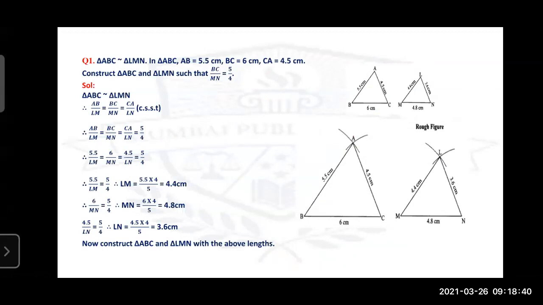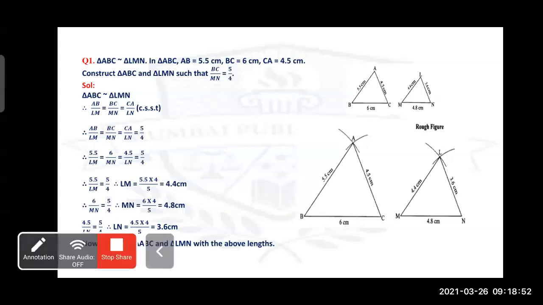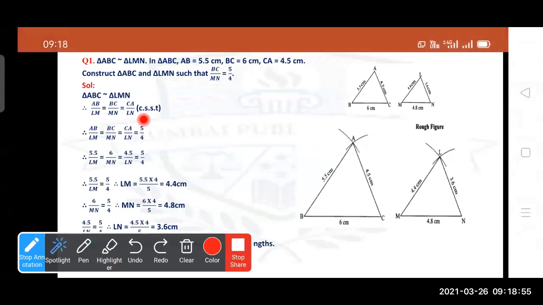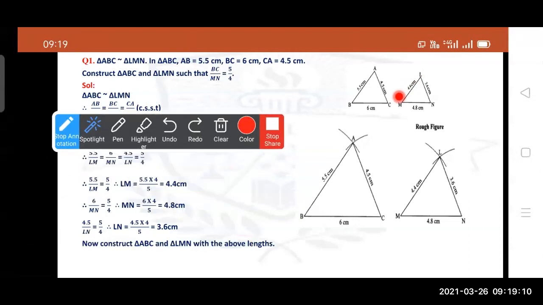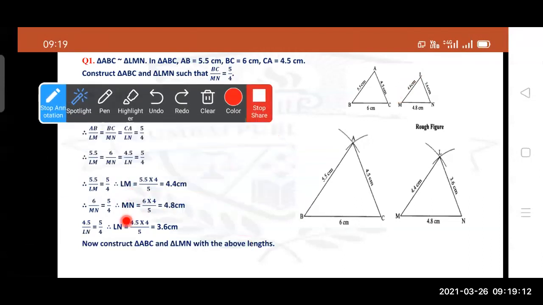From these, the 2 triangles are similar, and then by the corresponding sides of similar triangles, AB by LM is equal to BC by MN is equal to CA by LN. Okay. And this ratio is equal to 5:4. So take 5.5 by LM is equal to 5/4. Then find LN. So here we write LN is equal to 4.4. Okay. Similarly, we find MN and then we find LN. Okay. So it's very simple.